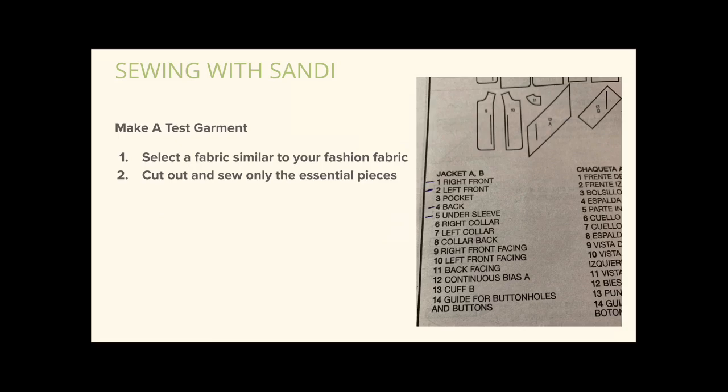And I want a muslin fabric that is going to be very similar to my garment. In this case, I'm making a vinyl raincoat, so I chose a lining for draperies. It's fairly inexpensive and it has that same stiffness to it, and that gives me the same type of quality of drape when I'm making this test garment.